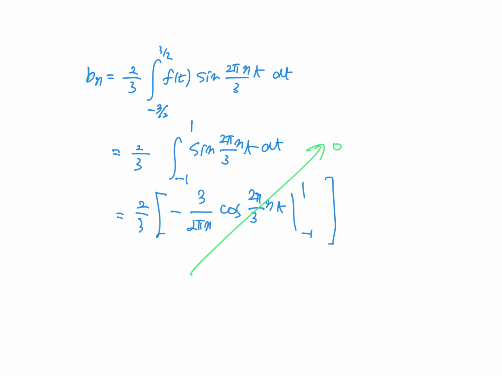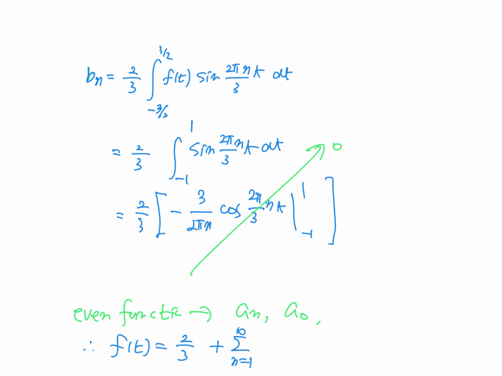So it turns out that the original function is an even function. So an even function has an a0 and an only. So f(t) is 2 over 3 plus the sum of an, which was 2 over pi n sine of 2 pi n over 3, times cosine of 2 pi n t over 3.